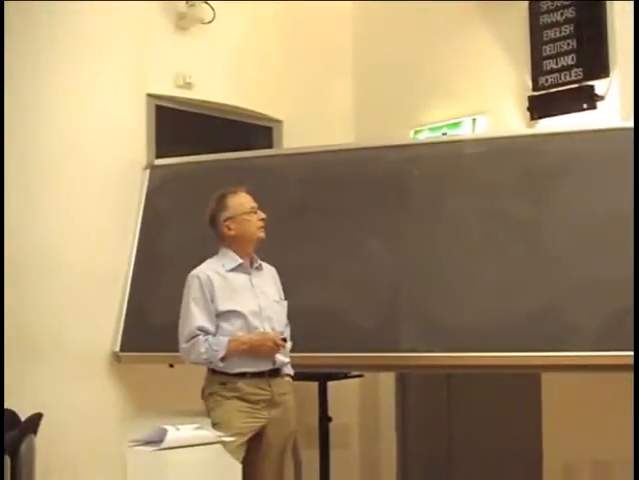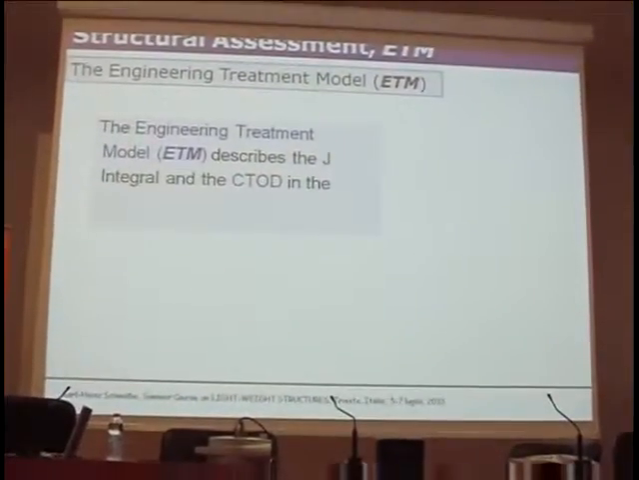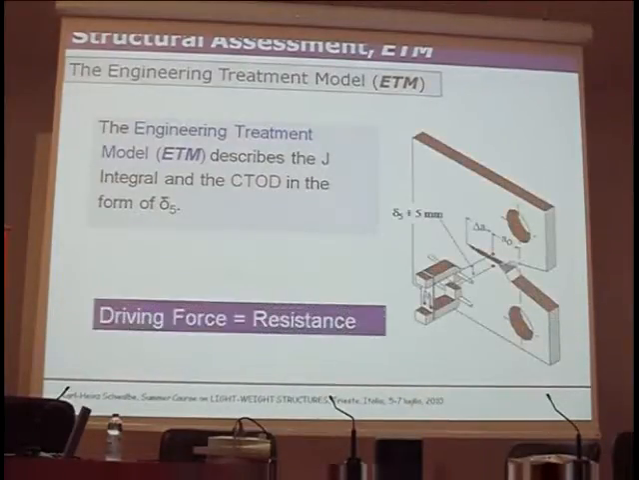here. We expanded the method and created something that you have already seen, which we call the engineering treatment model, or as an acronym ETM. And we describe or estimate the J integral and the CTOD in the form of delta 5. And I've shown you, okay, so the same method can be used for driving force and resistance, so we can handle both sides of the equation with ease.